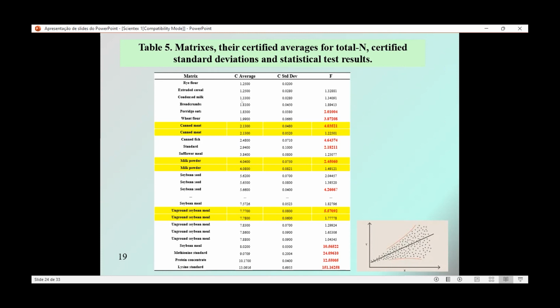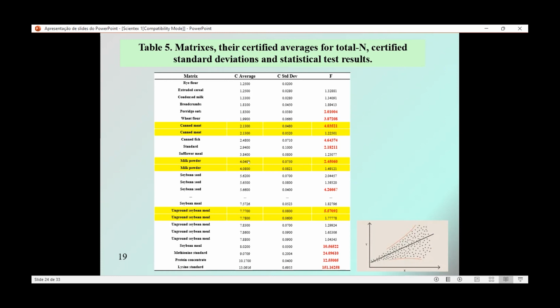When you see here breadcrumbs, here porridge oats and breadcrumbs, we can see significant difference of uncertainty between them. When we see canned meat, there were significant differences between the uncertainty of them, but they have the same average.